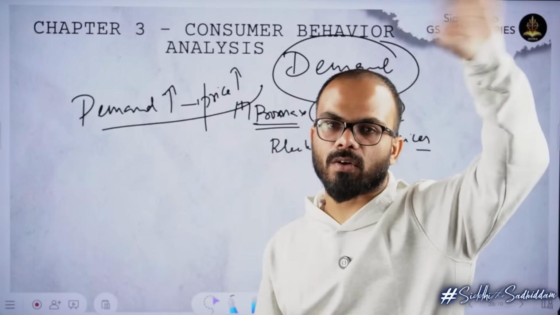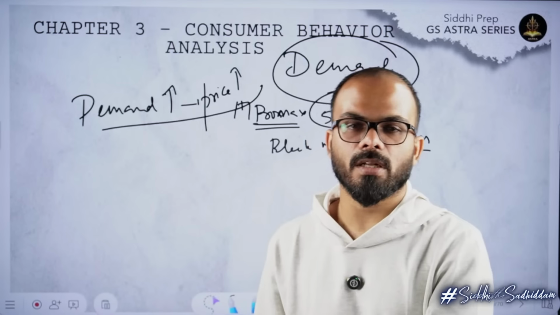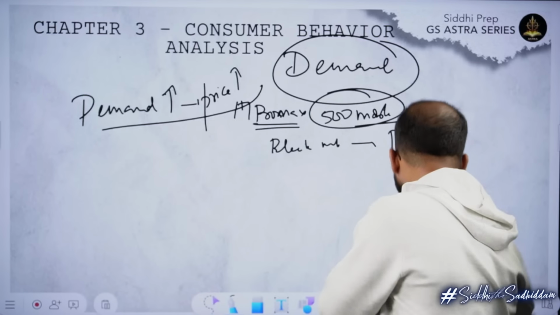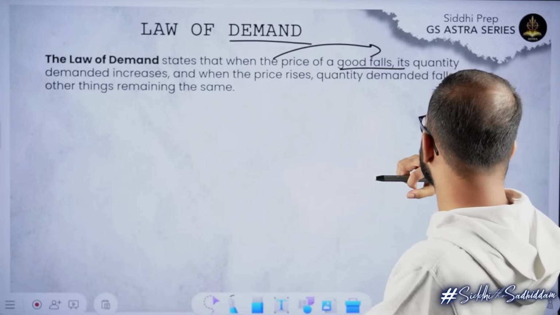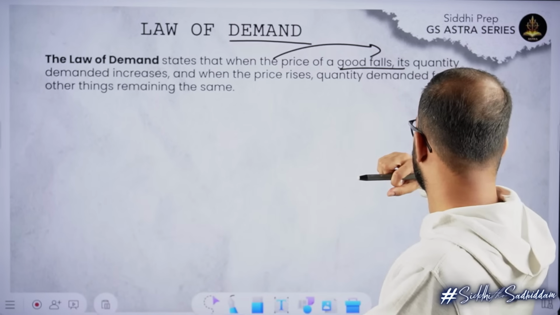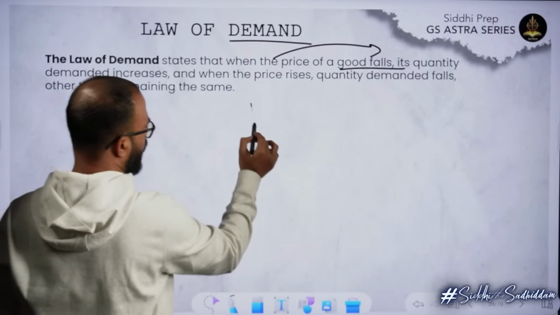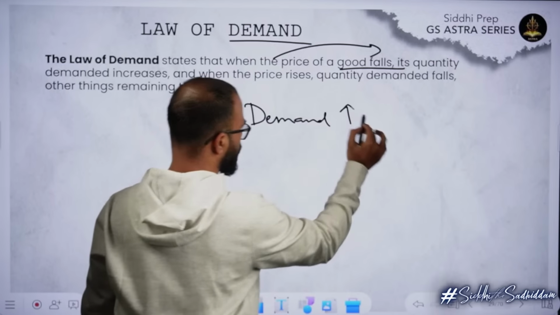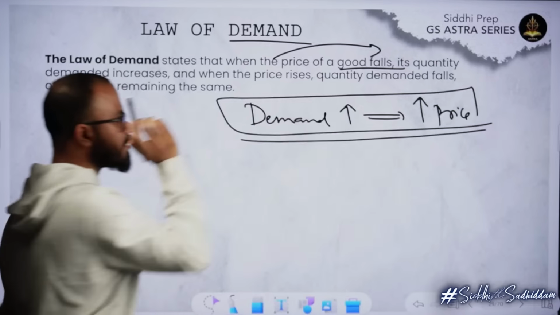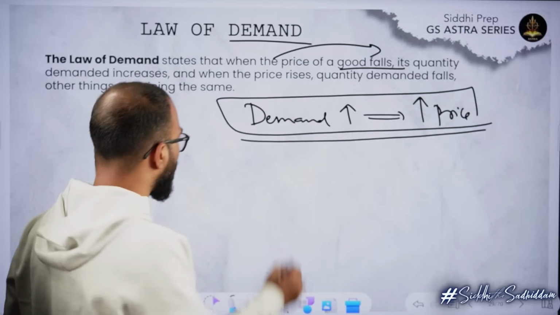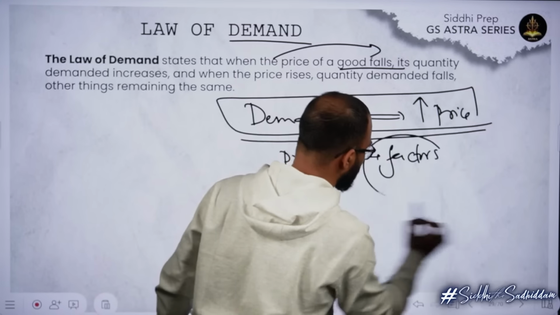What if suddenly 1000 more iPhones come into the city? Then obviously the black market will come down, the price will come back to the original price, right? So the law of demand says that when the price of the good falls, its quantity demanded increases. I think these guys have written it the wrong way around, leave it. When demand increases, this leads to an increase in price, provided, and this word is important, provided other factors remain constant.